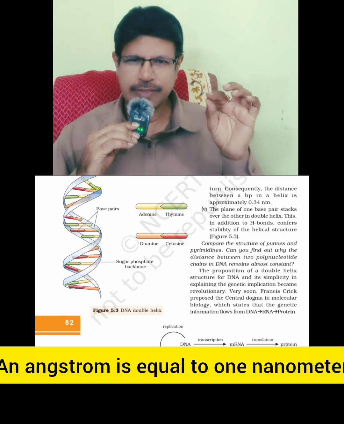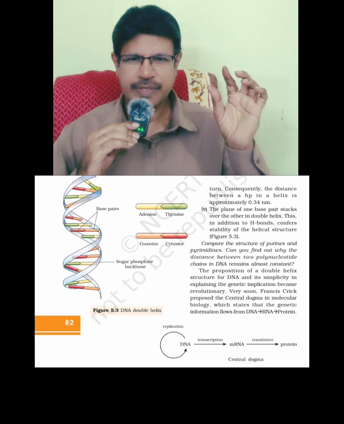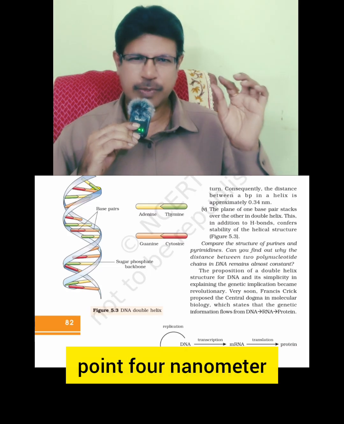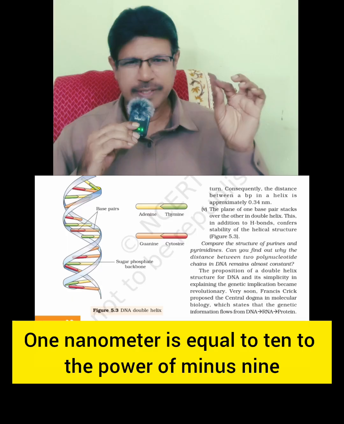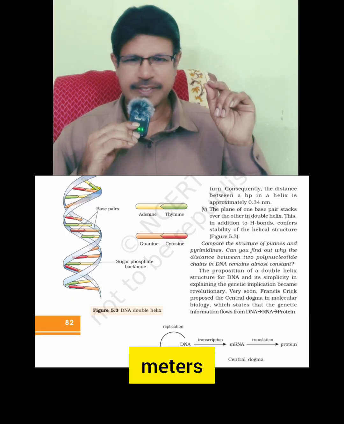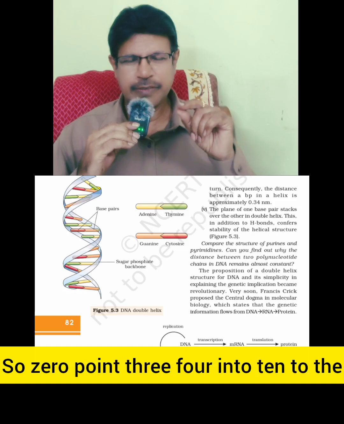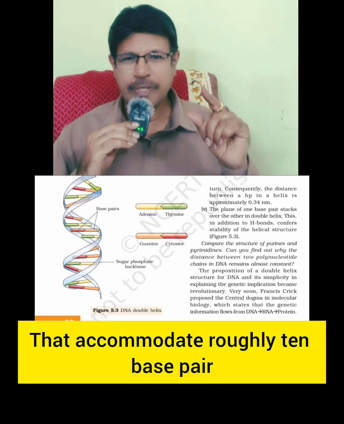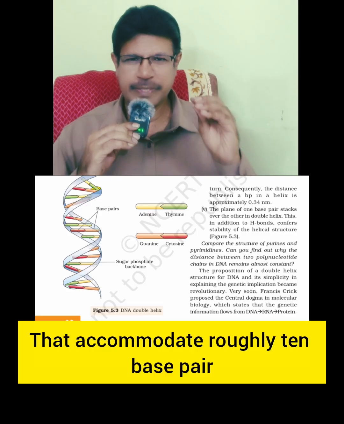10 angstrom is equal to 1 nanometer. So 34 angstrom is equal to 3.4 nanometer. 1 nanometer is equal to 10 to the power of minus 9 meters. So 3.4 into 10 to the power of minus 9 meters. That accommodates roughly 10 base pairs.